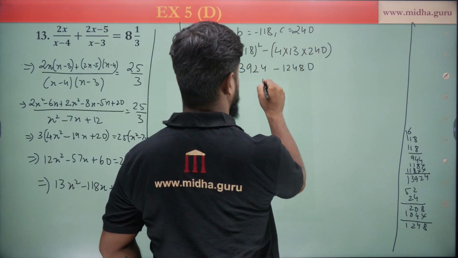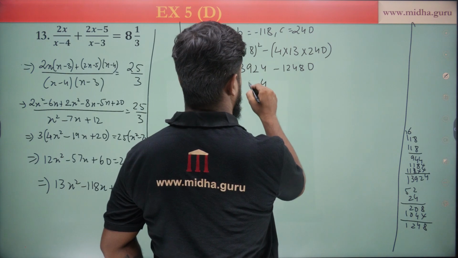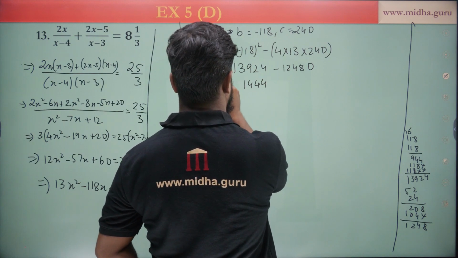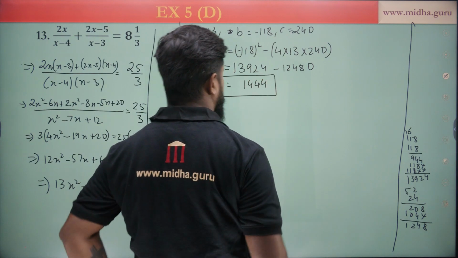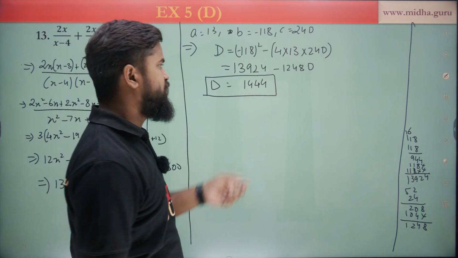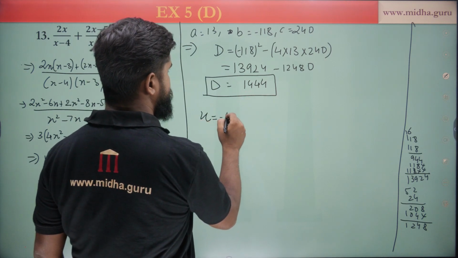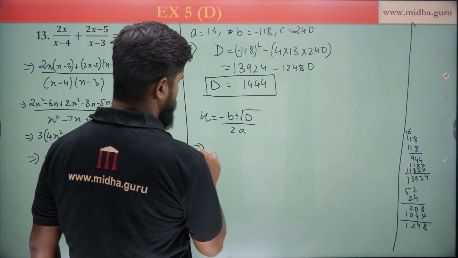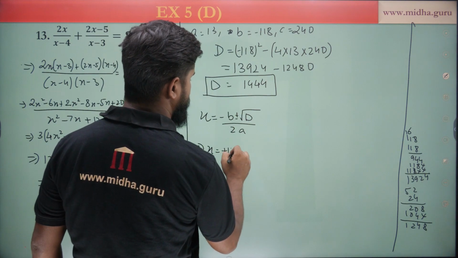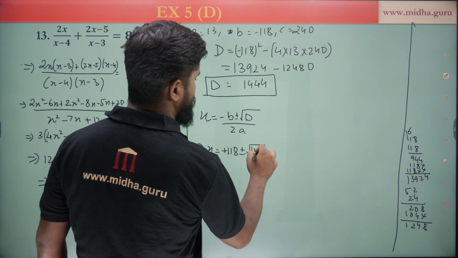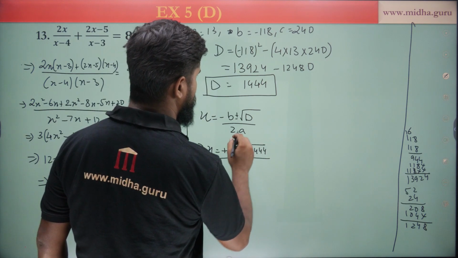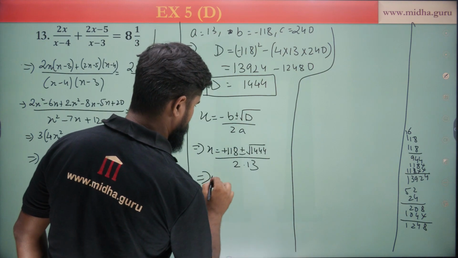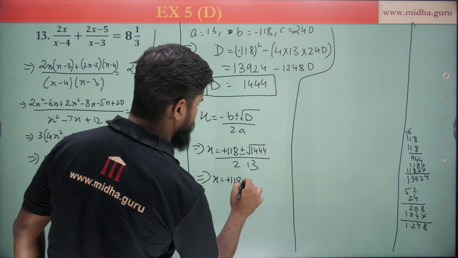So our discriminant is equal to 1444. Now just to put it in the equation, it will become minus b plus or minus the root of d by twice of a, which means x is equal to minus and minus becomes plus, plus 118 plus or minus square root of 1444 divided by 2 into 13.